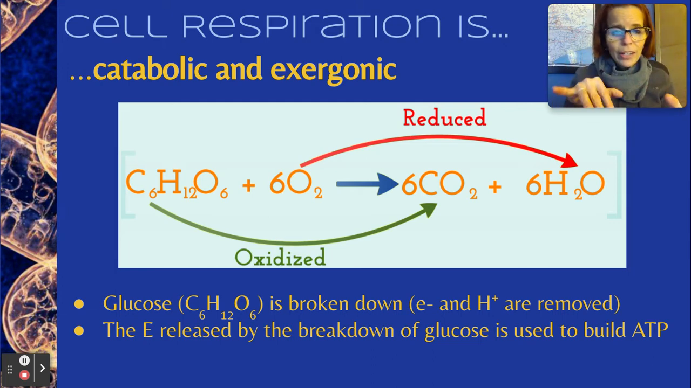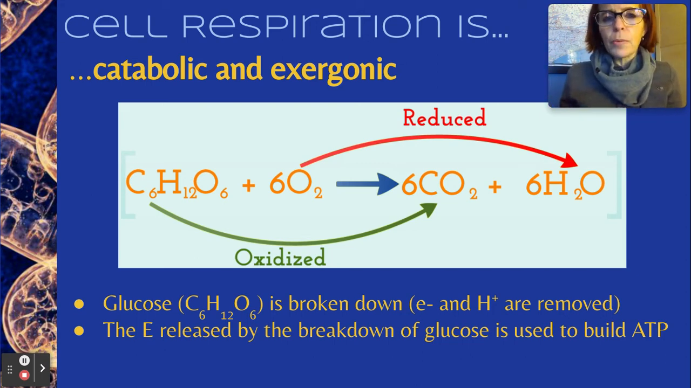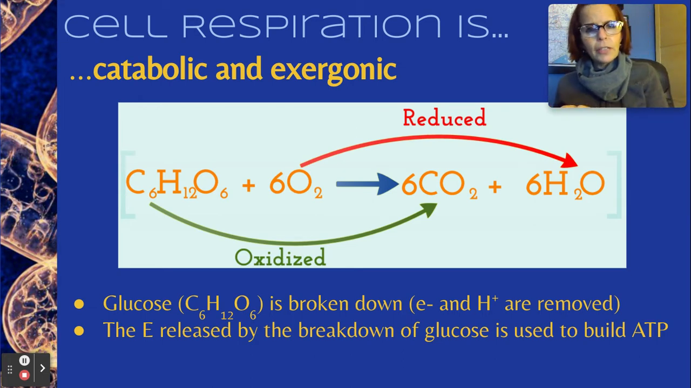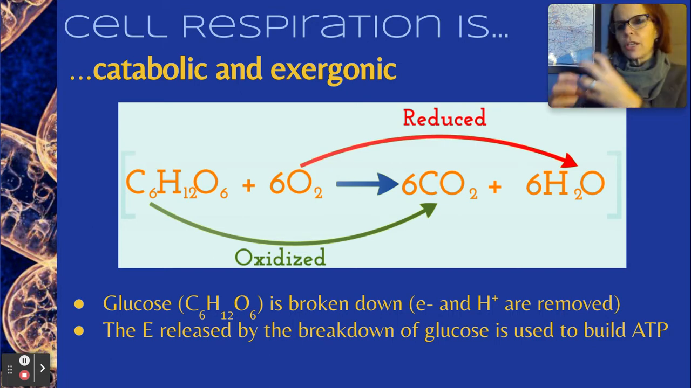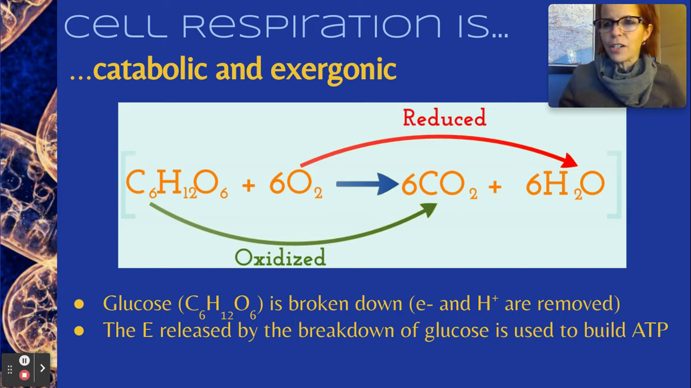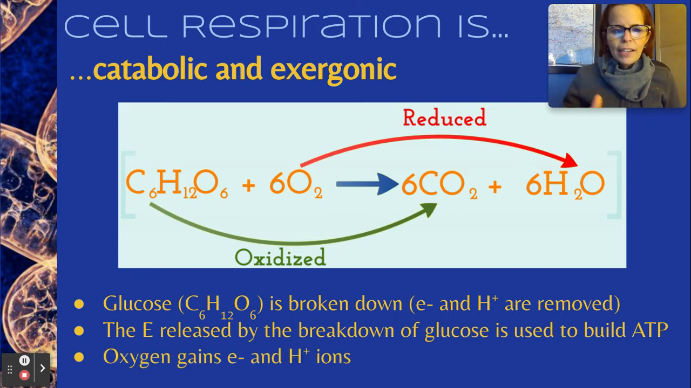All right, the second bullet point says the energy released by the breakdown of glucose is used to build ATP. We call that coupling. The energy released is exergonic. That's what's happening during cell respiration. But the building of ATP is an endergonic reaction. It needs energy. So we take the energy that's being released during cell respiration and we use that to do the endergonic reaction of building ATP. The oxygen then gains electrons and hydrogen ions, so then it is reduced.